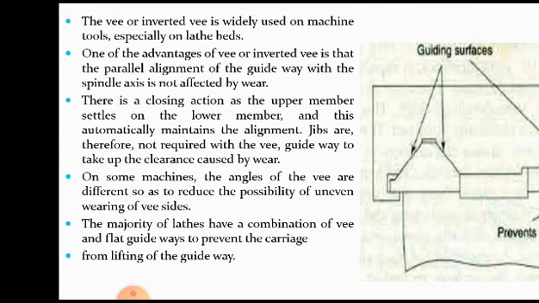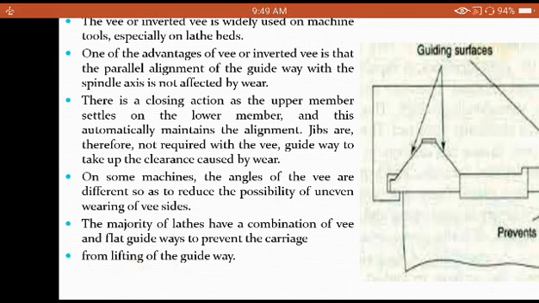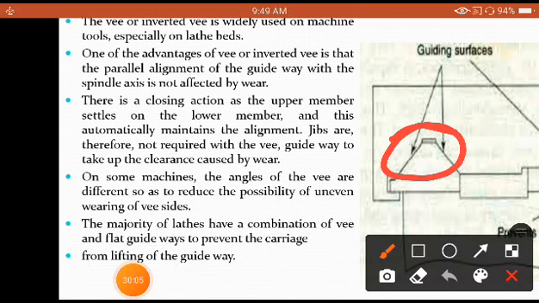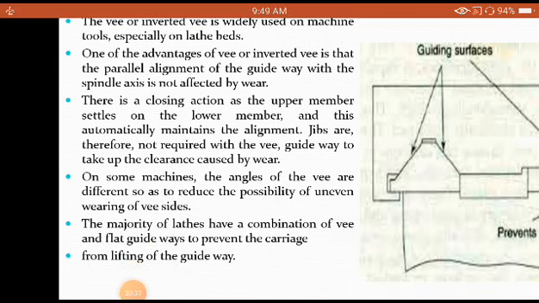There is a closing action as the upper member settles on the lower member, and this automatically maintains the alignment. Jibs are therefore not required with a V guideway to take up the clearance caused by wear. On some machines the angles of the V are different so as to reduce the possibility of uneven wearing of the V. These angles can be changed as per the requirement.